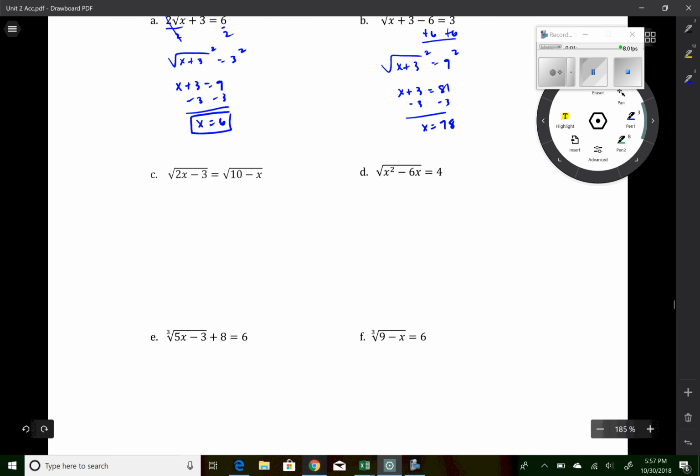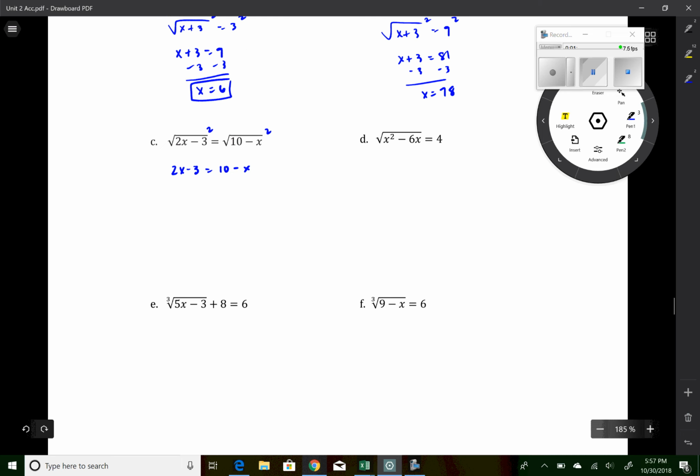For part C, if you square both sides, just like the one we did in class, you get 2x minus 3 is equal to 10 minus x. Sometimes you'd have to do a little bit more algebra, but nothing you can't handle. If you add x to both sides, you wind up getting 3x minus 3 is equal to 10. Add 3 to both sides, and you get 3x equals 13. Divide by 3, and you get x equals 13 over 3.